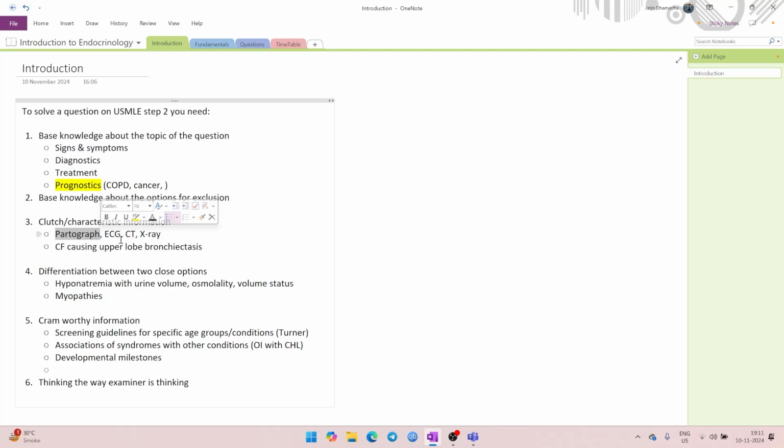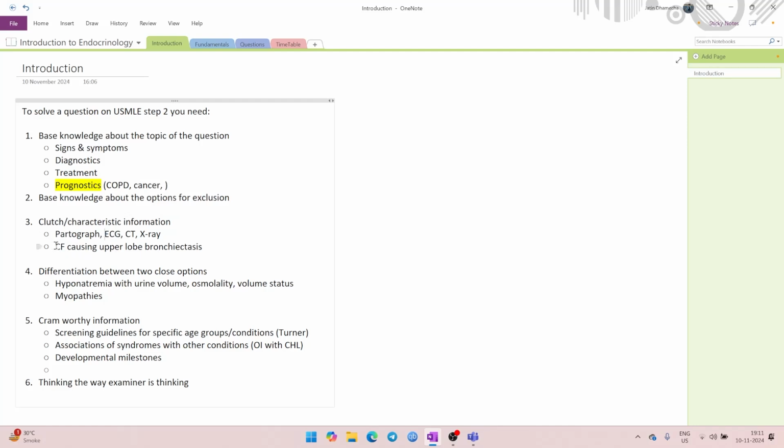So instead, what I recommend is that you learn about ECGs, and you learn about X-rays and CT scans. ECG is a little bit difficult topic, but CTs and X-rays are very easy. Partograms are very easy. For ECG, we will have a dedicated session. It is a big topic, and I have learned that through a lot of resources. We can talk about it exhaustively. That is one characteristic information.